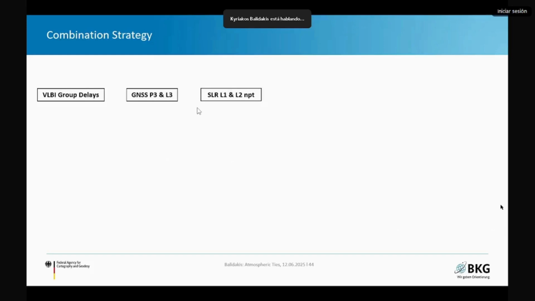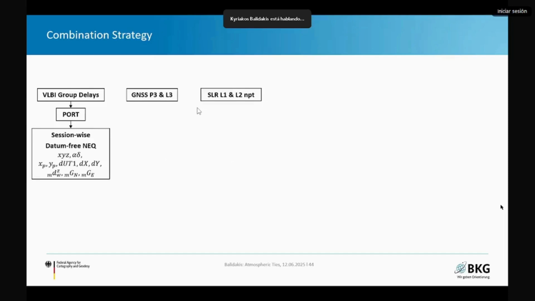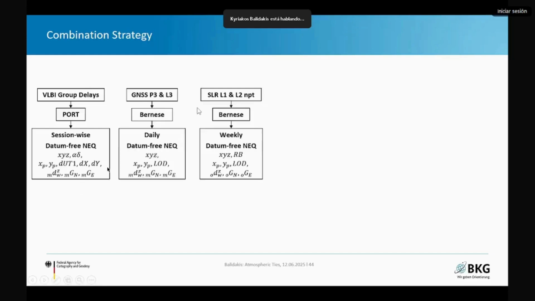So how the combination is done: we start from the VLBI group delays for VLBI, then we have GNSS and SLR. For SLR, we analyze data for Lageos 1 and Lageos 2 only. Then we do the single technique analysis, and so for VLBI, we have station coordinates, right ascension, declination, Earth orientation parameters, and atmospheric delays, as we said before. And for GNSS, we have station coordinates, Earth rotation, zenith delays and gradients.